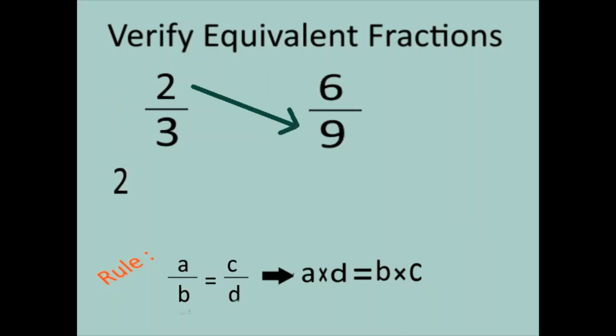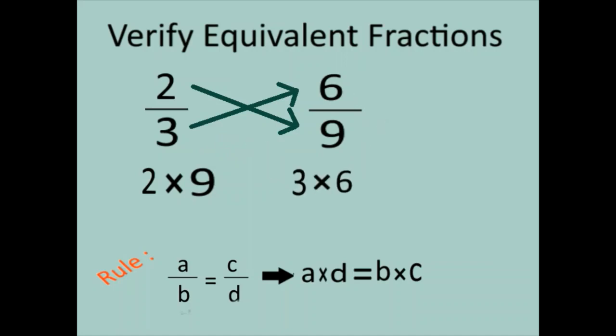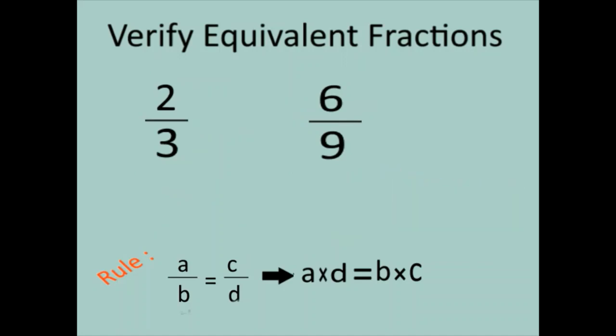First multiply 2 into 9. Then 3 into 6. Since the cross products are equal, 2 by 3 and 6 by 9 are equivalent fractions.